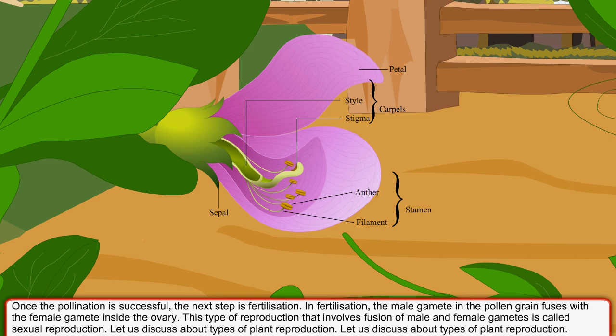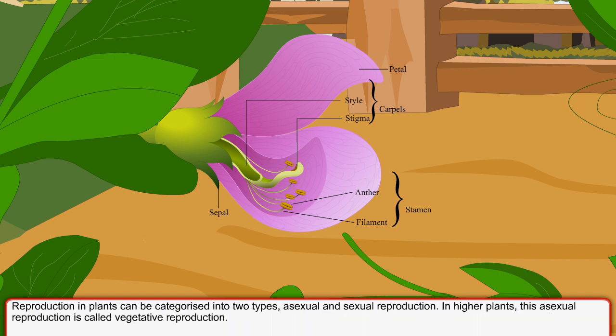Once the pollination is successful, the next step is fertilization. In fertilization, the male gamete in the pollen grain fuses with the female gamete inside the ovary. This type of reproduction that involves fusion of male and female gametes is called sexual reproduction. Let us discuss types of plant reproduction.